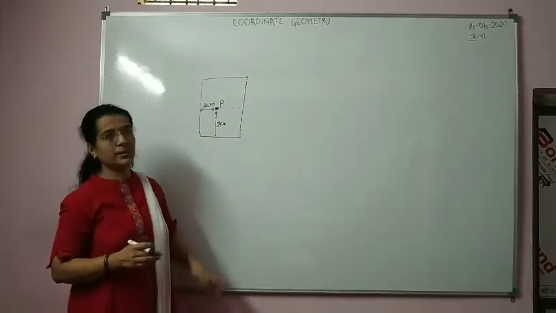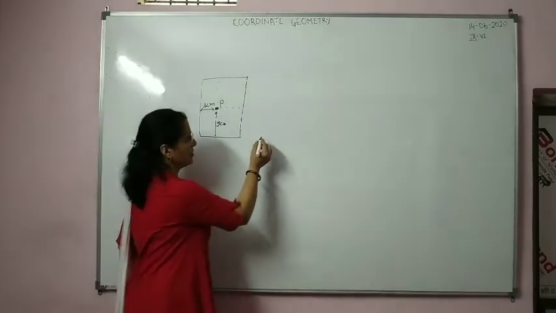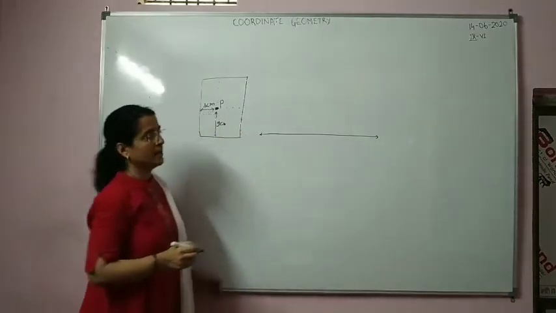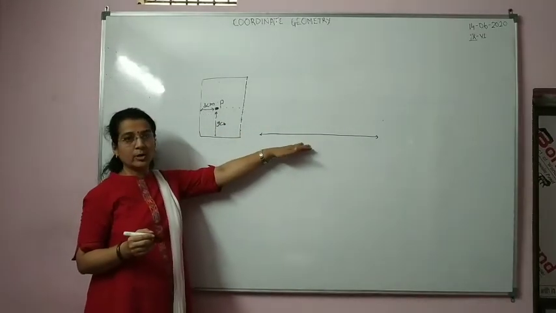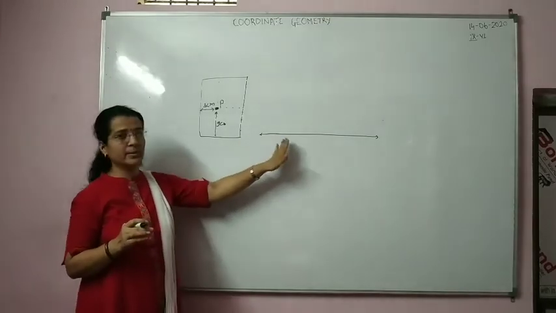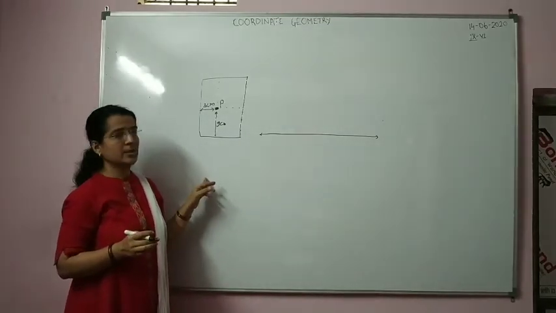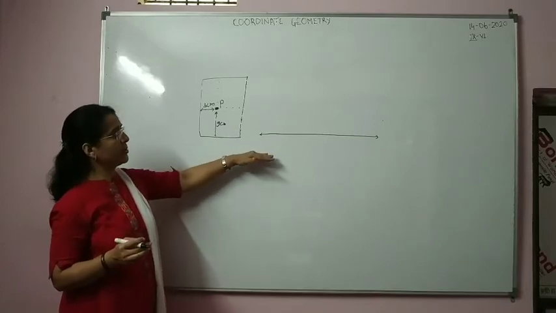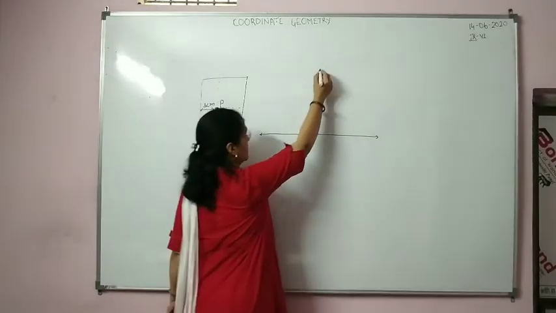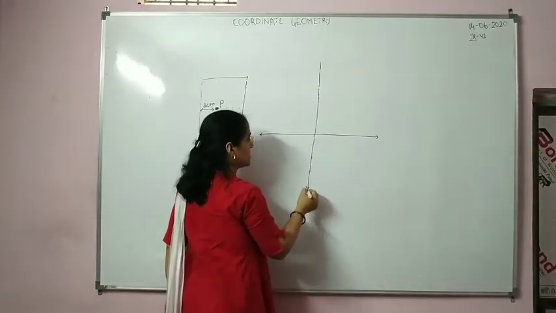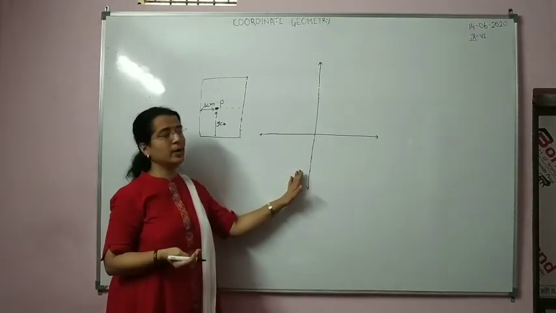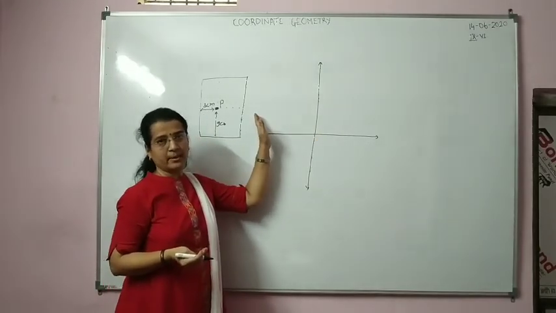This whole plane, first we divide into two parts. To divide it into two parts, I have drawn one horizontal line, and this line is nothing but a number line. It means numbers will be on this line. This horizontal line divides the plane into upper half and lower half. Then we take another, vertical line. This vertical line divides the plane into two parts, right half and left half.